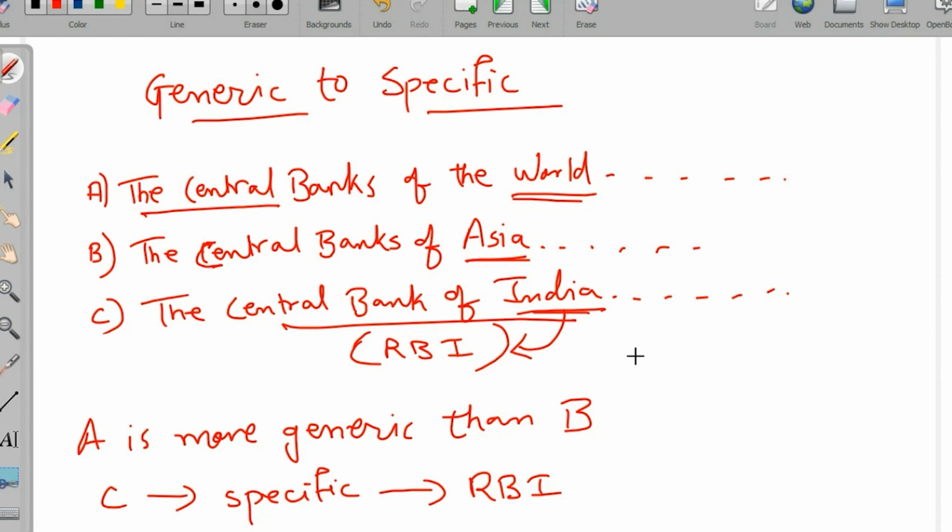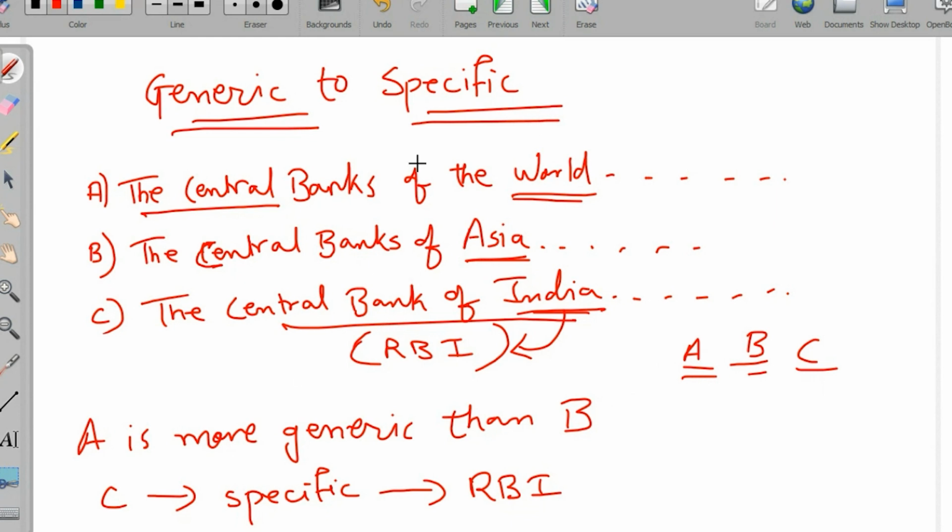So please remember that generic statements will always come first and then the specific statements. So in this case, A will come first, then B, and then C. Okay, is that clear? I hope you have understood it. So statement A will come before B and B will come before C just because of the generic to specific nature. Okay, so this is one way of generic to specific.